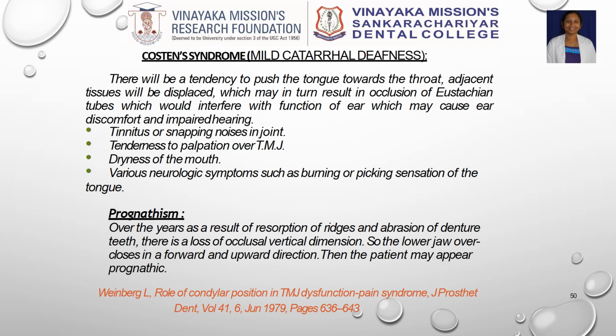Costen syndrome is a syndrome which is also caused due to decreased vertical dimension. Here, the tongue has a tendency to move towards the throat. This causes an obliteration of the eustachian tube, and this interferes with the function of the ear. This causes tinnitus or snapping sound in the joint, tenderness in the temporomandibular joint. It causes dryness of the mouth, and it causes neurological disturbances or some burning or pricking sensation in the tongue.